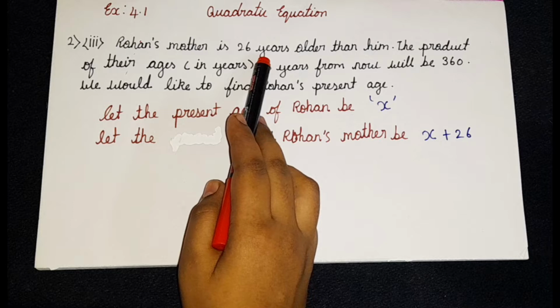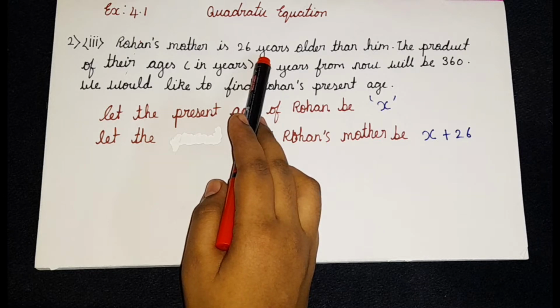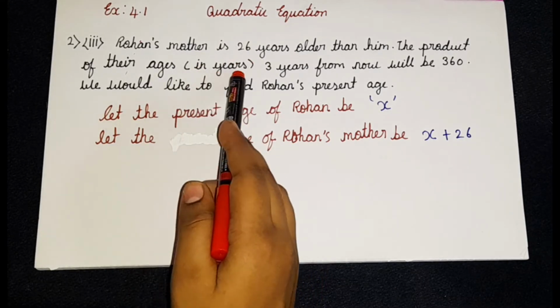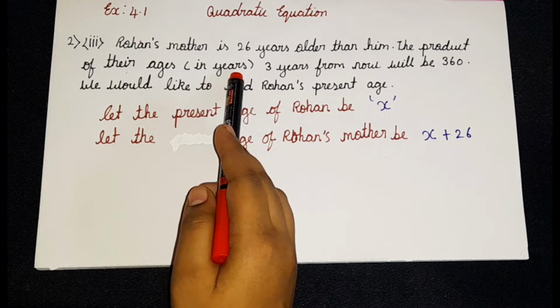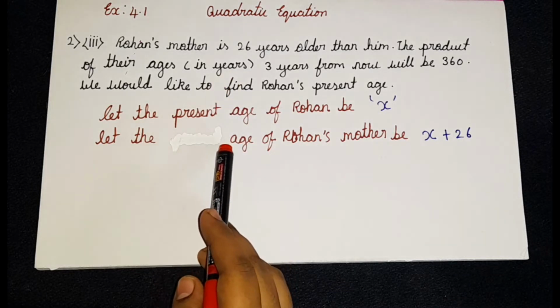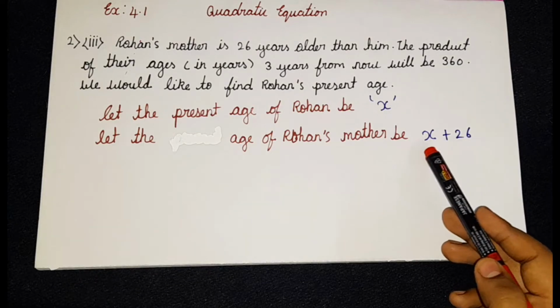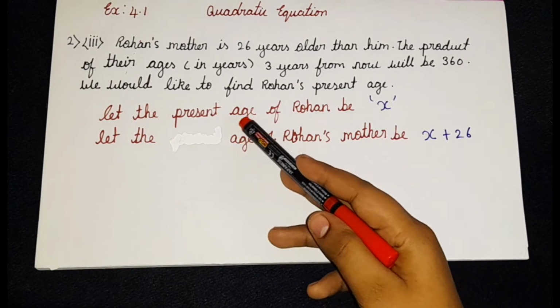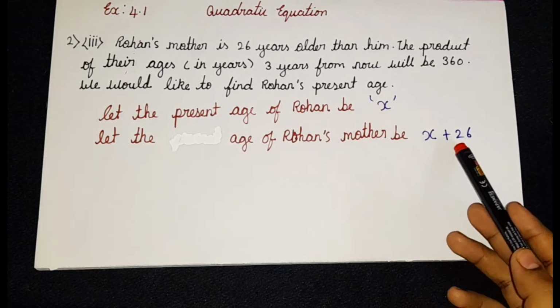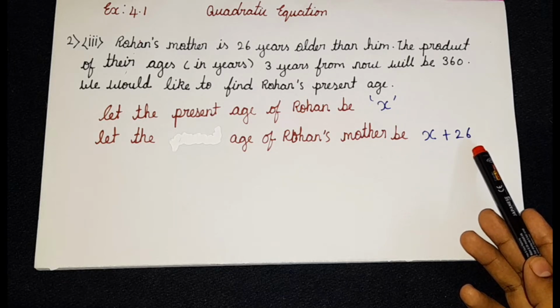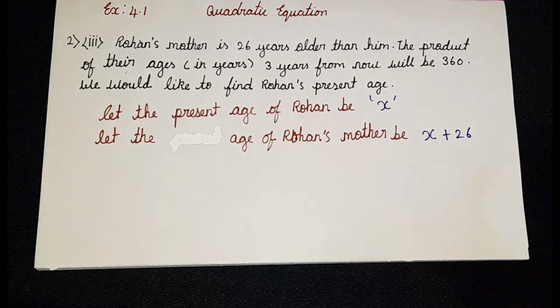If it were age it would be easy for us, but here they mentioned years. That's why they also mentioned in brackets, in years, so that we do not get confused. So if you want to get to know Rohan's mom's present age, we are supposed to add 26 years to Rohan's present age. Rohan's present age we took as x, so when we add the 26 years, we get the present age of his mother. Now you guys understood this, so I'm going to be solving it.